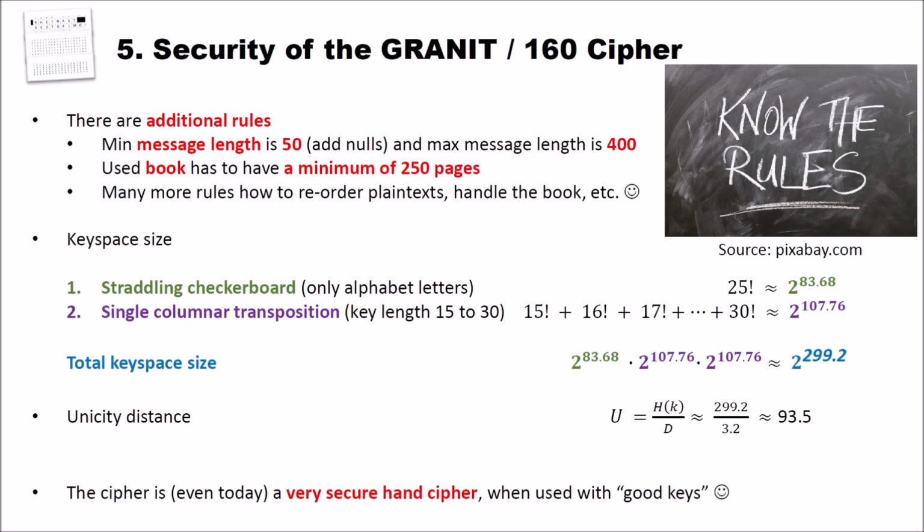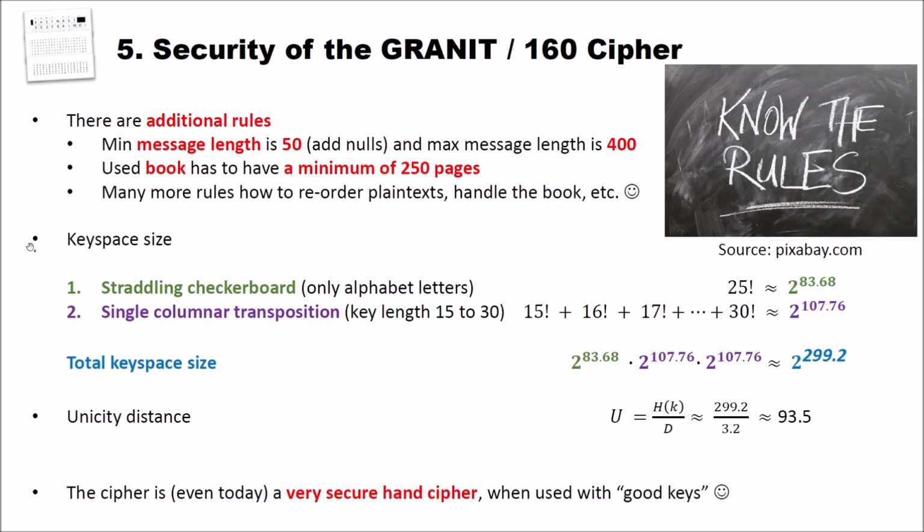Now let's have a look at the security of the GRANITE cipher. And there are additional rules invented by the Stasi. The minimum message length has to be 50. If not, we have to add nulls to the message. And the maximum message length is 400. If the message is longer, we have to separate it into different messages. The book that we in the Stasi use has to have a minimum of 250 pages. And there are many more rules on how to reorder plaintext and handle the books, so that the book does not look too new or too used, and so on. You can find this in the original Stasi documents.